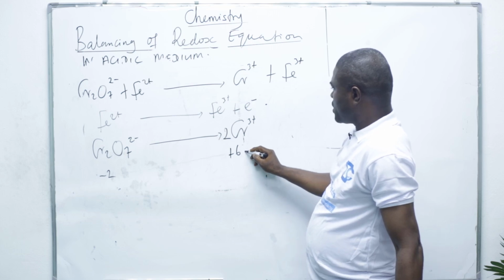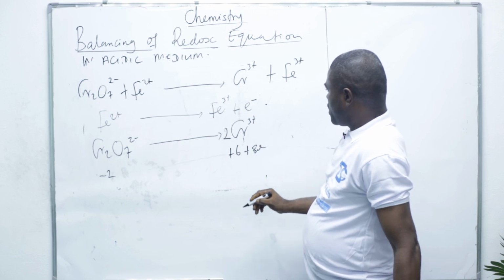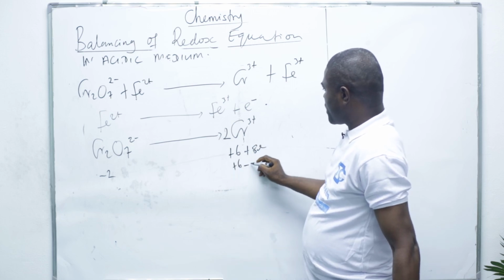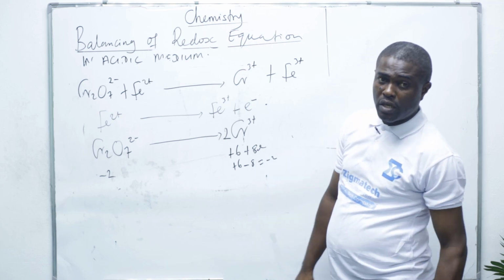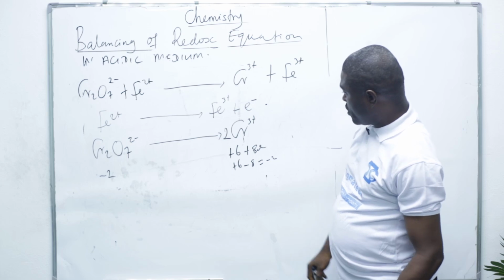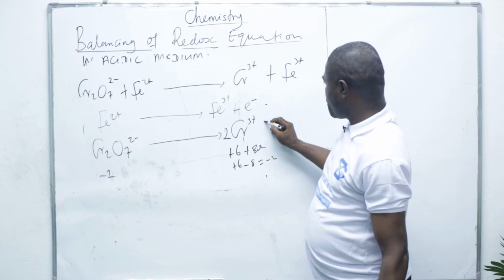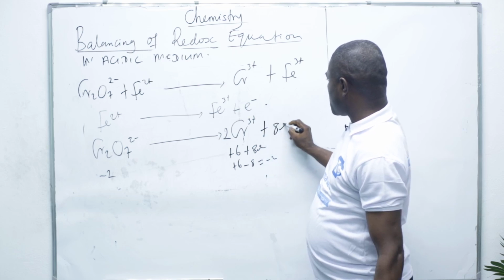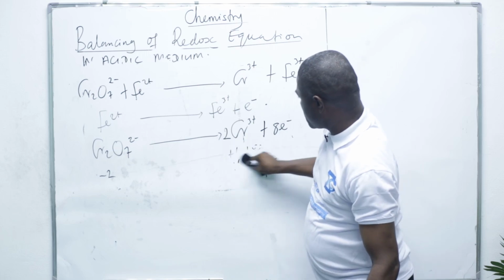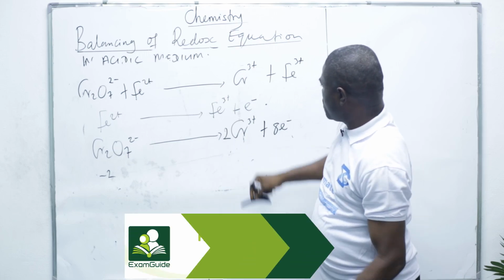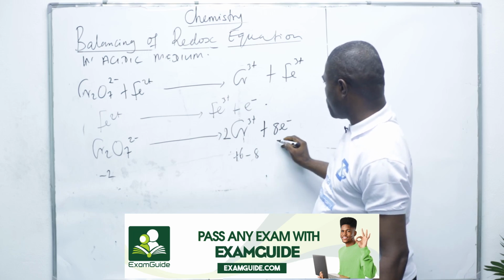That's going to be 8. 8 electron plus 8 electron. So I have +6 -8. That will give me -2. So I'm having 8 electrons plus 8 electrons. So watch it now. Plus 8 electrons. So I'll be having +6 -8. That will give me -2.